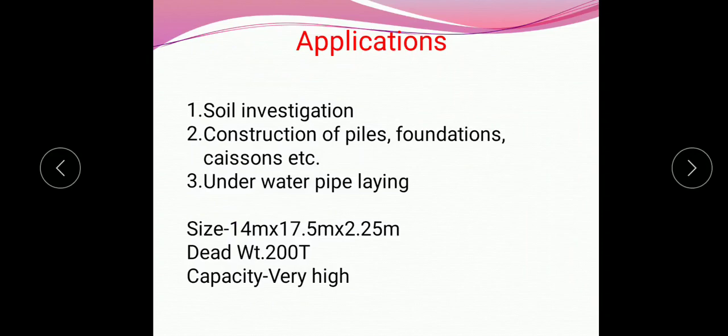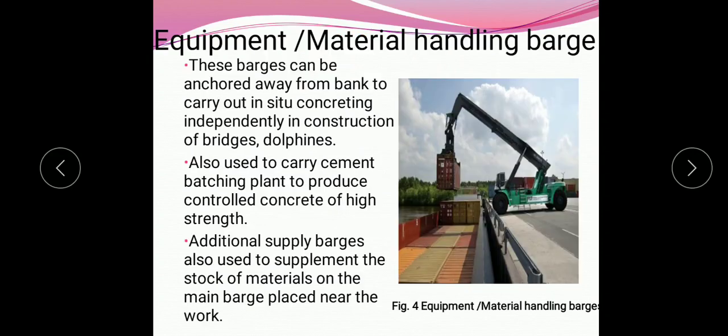Generally, the size available for such type of platform is 14 meter by 17.5 meter by 2.25 meter. Here 14 meter is the length, 17.5 meter is the width and 2.25 meter is the depth of the platform. Generally, the dead weight of such type of platforms is 200 tons and capacity to carry the various materials is very high. Next type is the equipment or material handling barge.